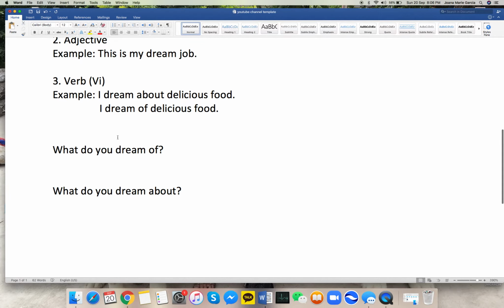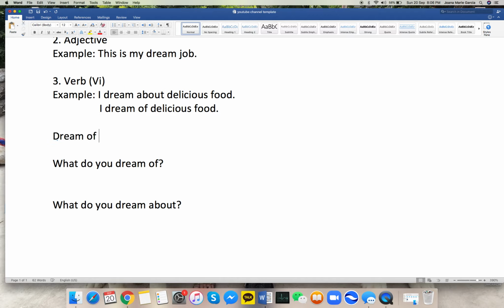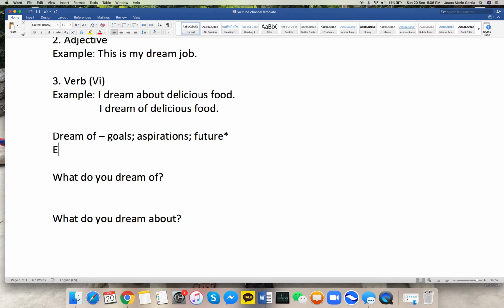Now, let's study the difference between dream of and dream about. When you say dream of, it is used when you talk about your goals, your aspirations, or something that you want to happen in the future. Your future plans. So it has something to do with your future.